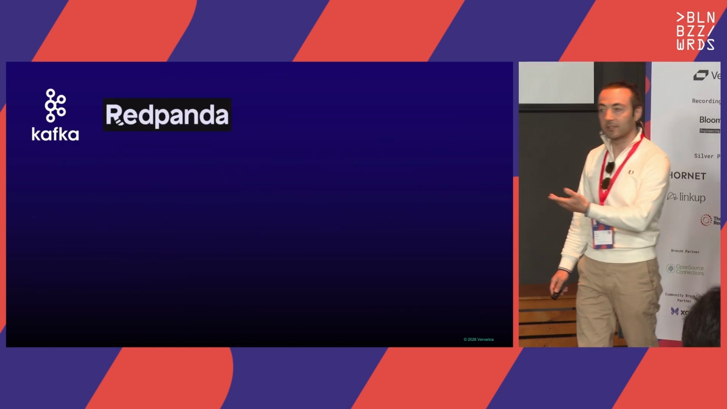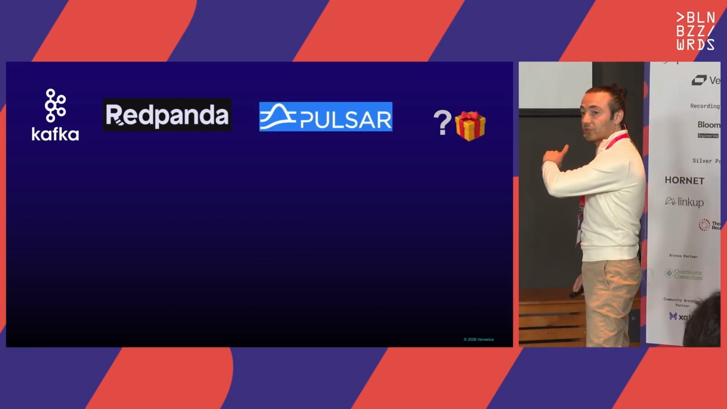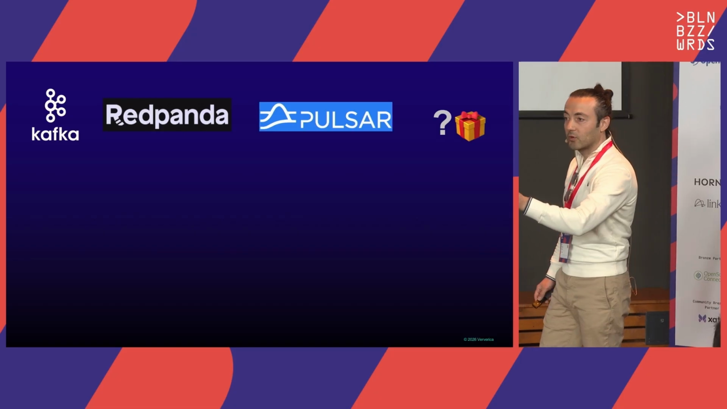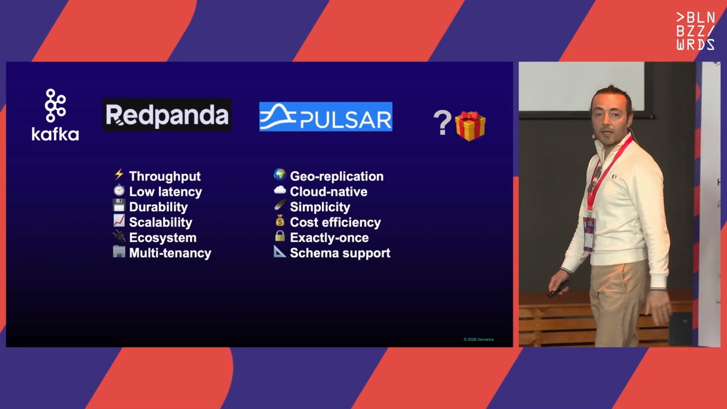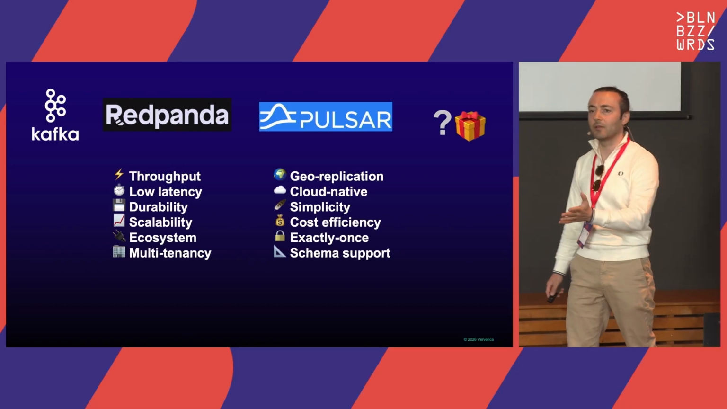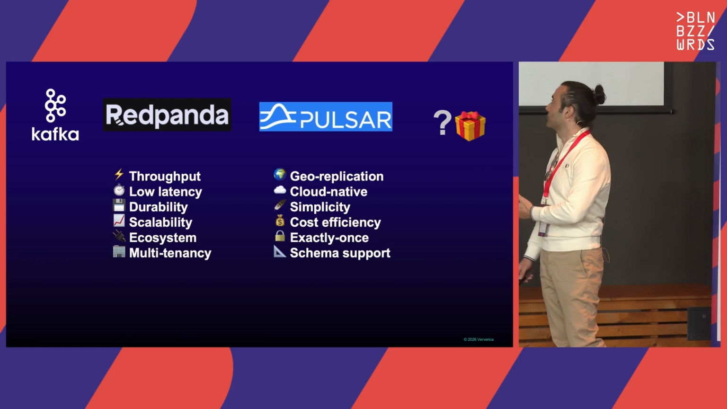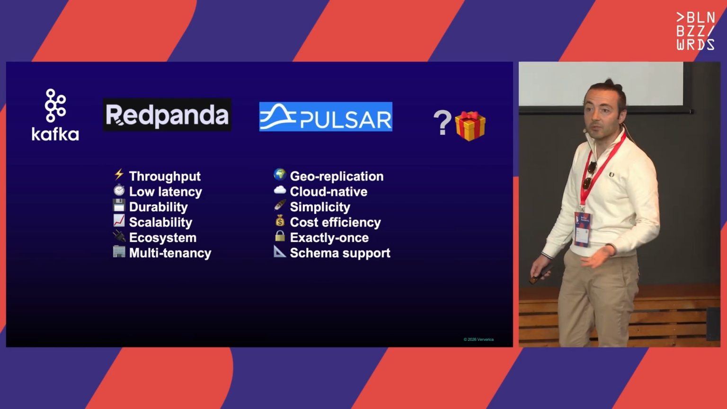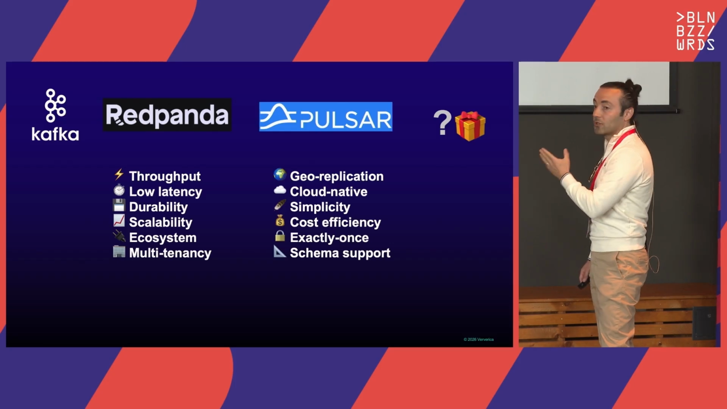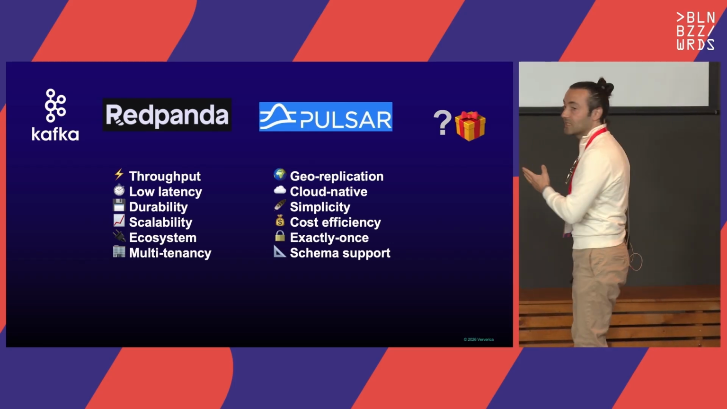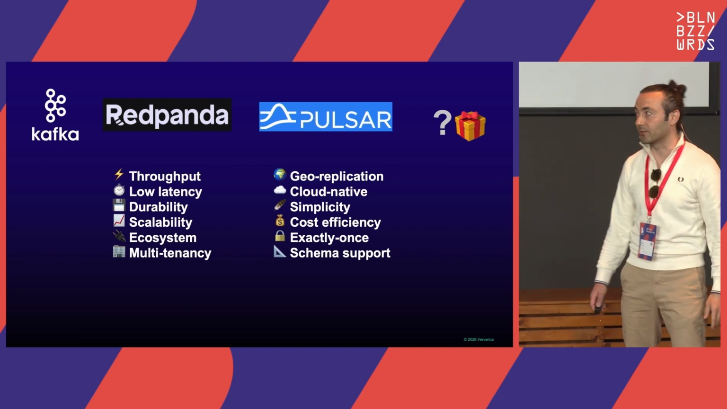So when we talk about streaming platforms, what comes to mind? It's Kafka, right? There are a bunch of others like Red Panda, Apache Pulsar. I will put a small question mark. We will come back to that question mark later on. And then these are all the abilities of these event streaming platforms, right? They give us high throughput and low latency analysis of those events. They are durable, they are scalable, right? They are distributed systems. Some of them have a huge ecosystem. Some of them are cloud native, giving multi-tenancy and geo-replication out of the box.